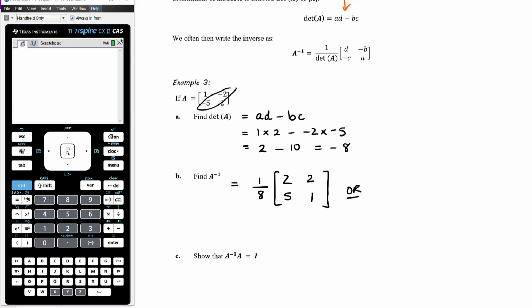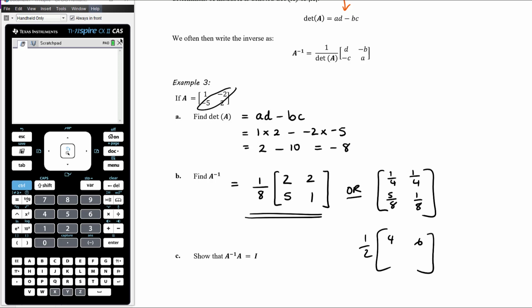You can also, if you want to, multiply that fraction in. So it would be 2/8, which simplifies to 1/4, 2/8, which again simplifies to 1/4, 5/8, 1/8. But it's perfectly fine to leave the fraction out the front and to write your inverse as 1/8 times 2, 2, 5, 1, and that would generally be my preference. The only time I would actually multiply the fraction in is if, let's say for example, you had a half out the front and all of the numbers in here were even, so when you multiplied it in you didn't get any fractions. Otherwise I generally leave it with the fraction out the front.